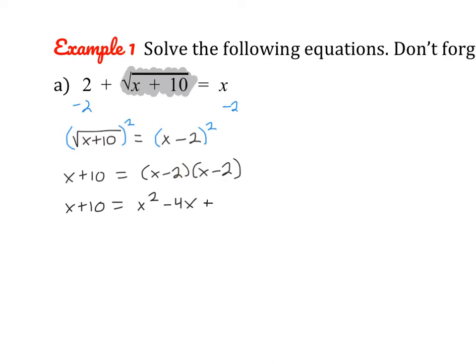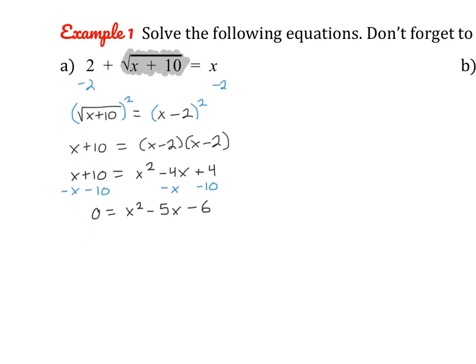So you can see this is a quadratic equation, so here's a really good review for solving. We should always start by setting our equation to 0. So I'm going to subtract x from each side and subtract 10 from each side. So we get 0 equals x squared minus 5x minus 6.